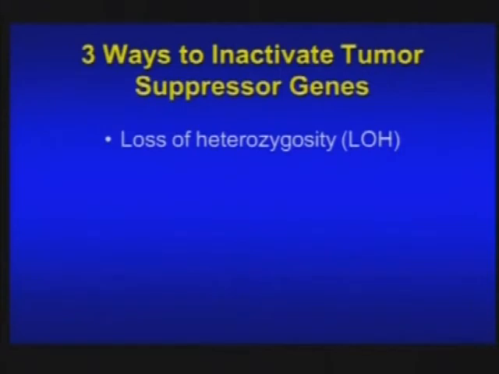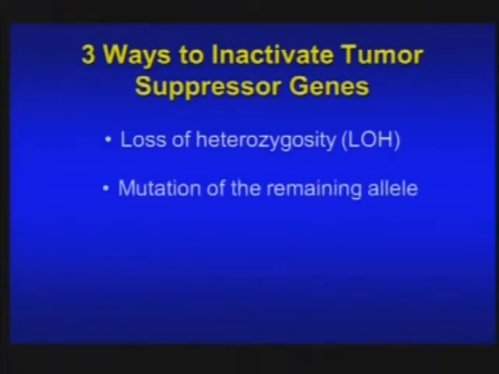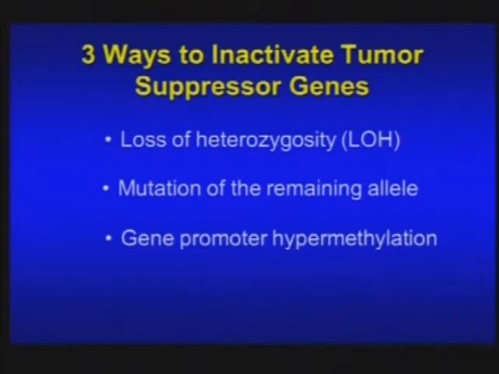This includes loss of heterozygosity, usually accompanied by mutation in the remaining allele, and there's also gene promoter hypermethylation. So let me show you how these 3 different mechanisms work to inactivate tumor suppressor genes. Let's first look at loss of heterozygosity.